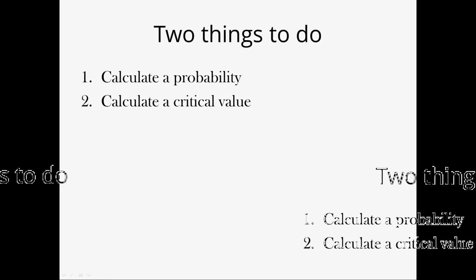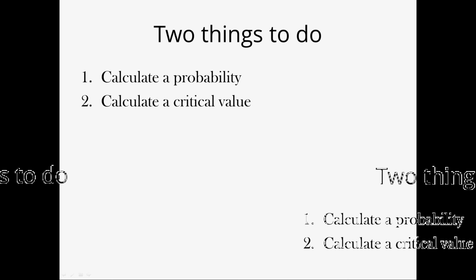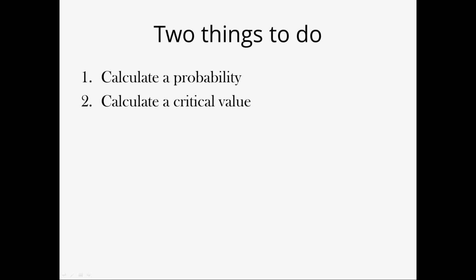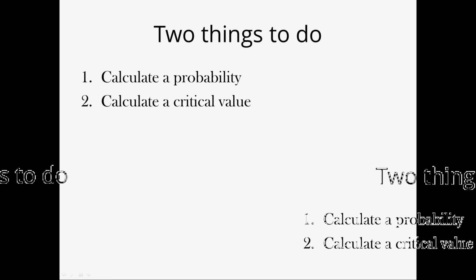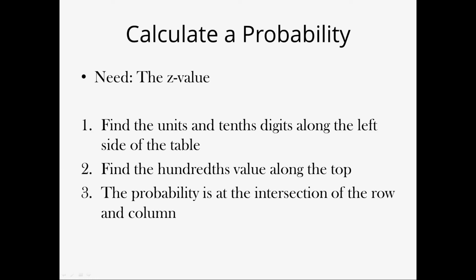Usually there's going to be two possible things you're going to want to do. You're either going to want to calculate or estimate a probability, or you're going to want to calculate a critical value. If you want to calculate a probability, you have to be given the z-value or the critical value. If you want to calculate a critical value or a z-value, you're going to have to be given a probability. So let's start with calculating a probability.